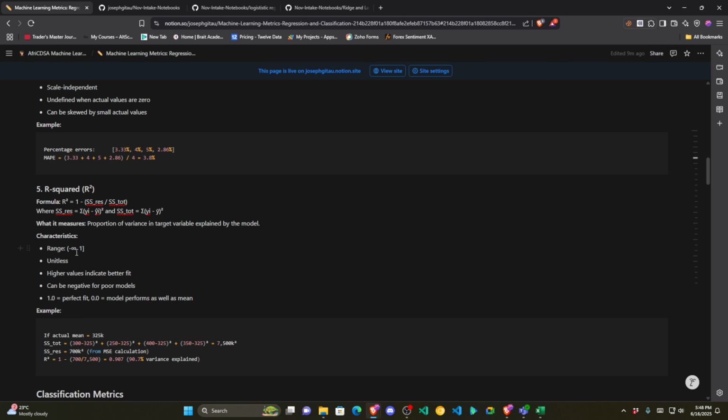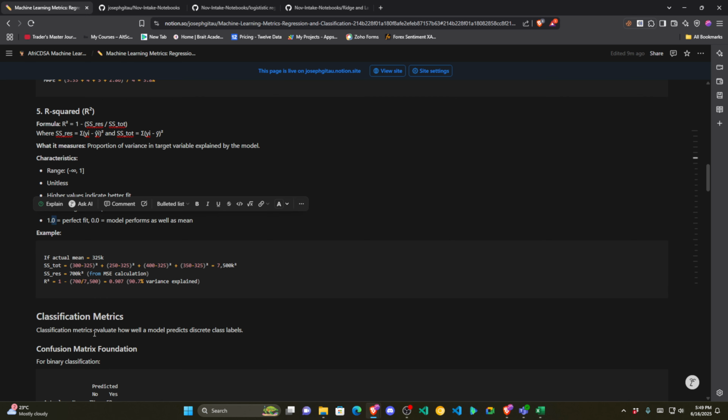Okay, so characteristics. This number should range between 0 and 1. We can't have negative infinity. But in some cases, you can find your value being negative. But for optimal results, it should be ranging between 0 and 1. Okay, so 1 being a perfect fit, and 0 means a model that's not explaining the variance any better than the mean. So this is what you will have for the calculation.